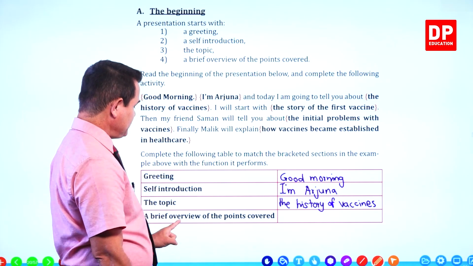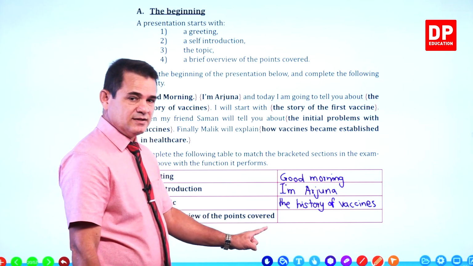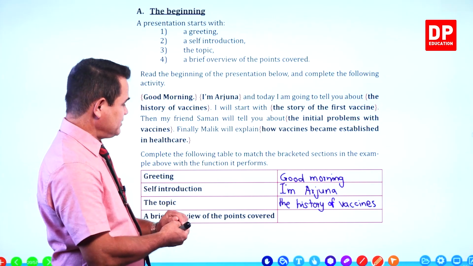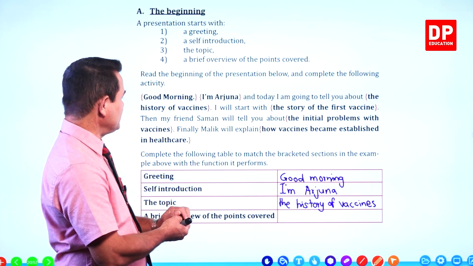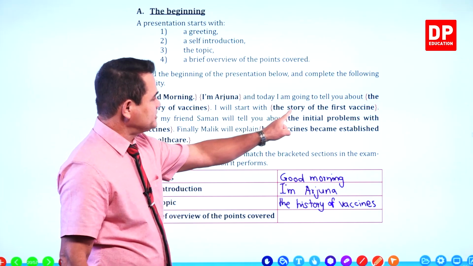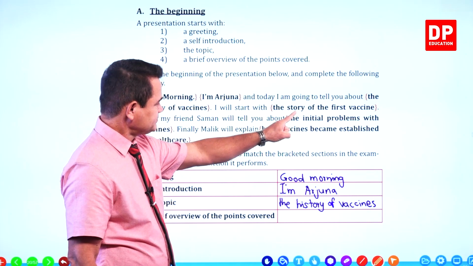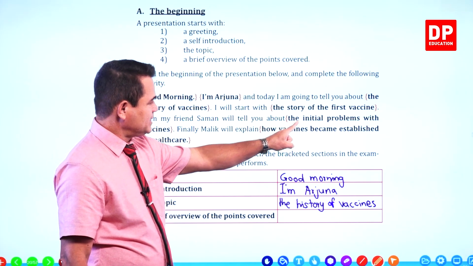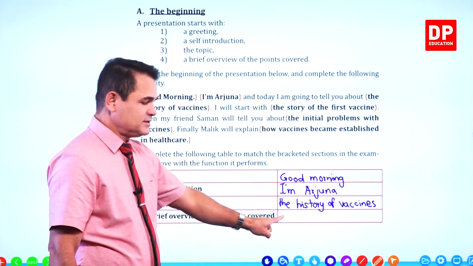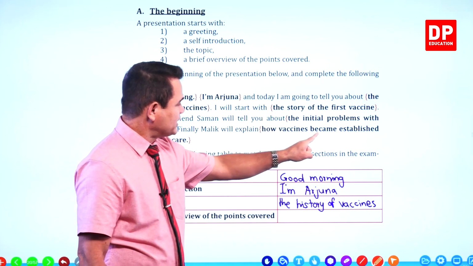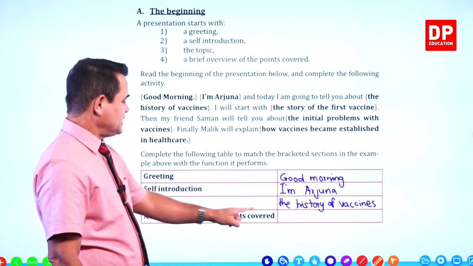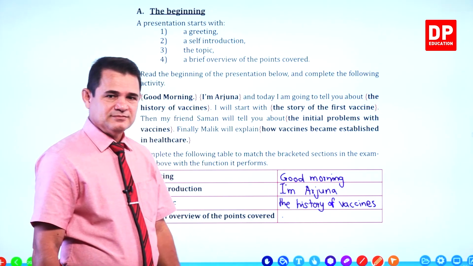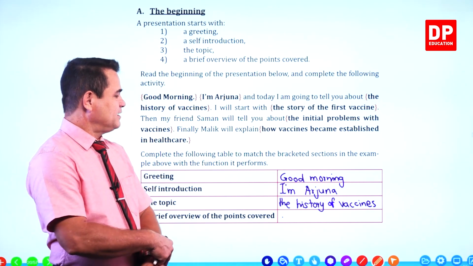Then a brief overview of the points covered. The first is the history of the first vaccine. Second, the initial problems with the vaccines. Third part, how vaccines became established in healthcare. So you can write those things here.